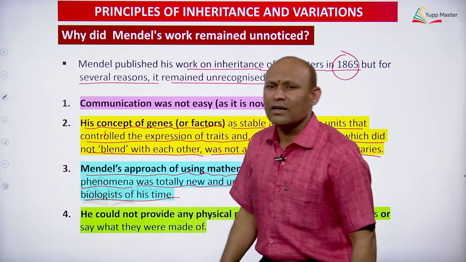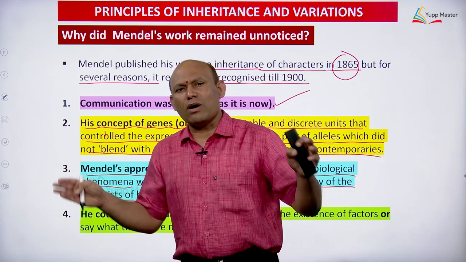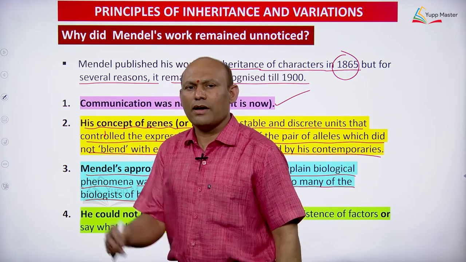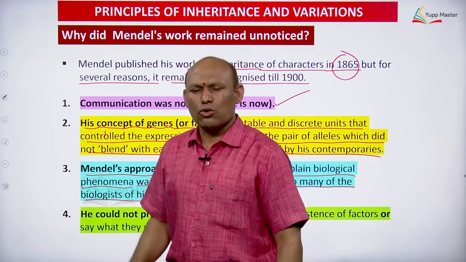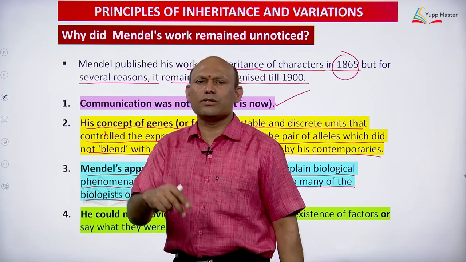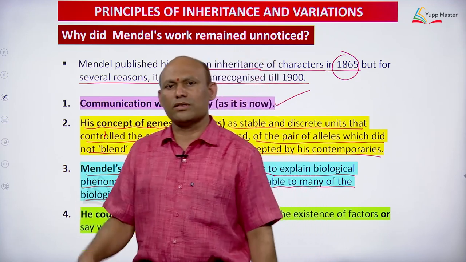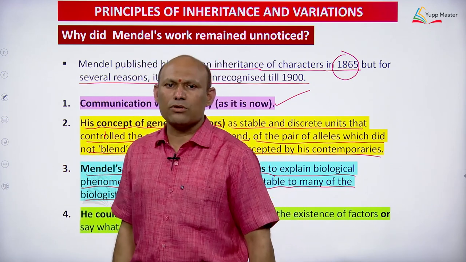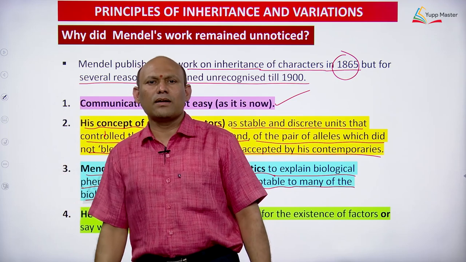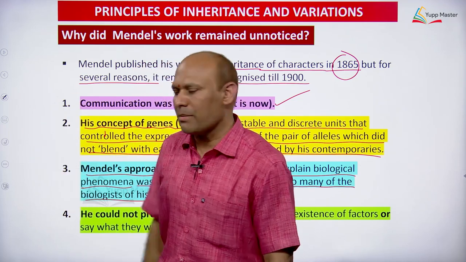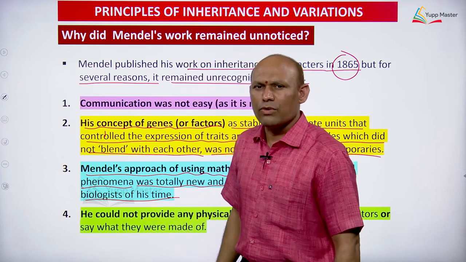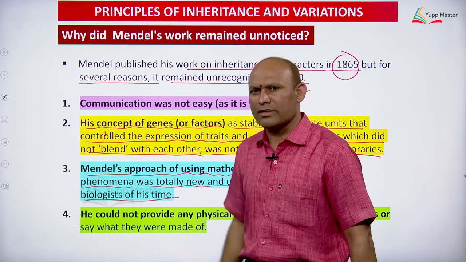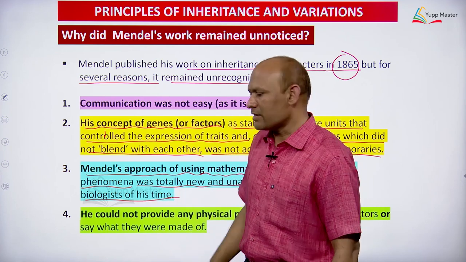This is one more reason. As Mendel used mathematical principles to explain his biological phenomena, scientists started thinking, why is Mendel using mathematics in biology? These two subjects are completely separate, so there should not be any place for mathematics in biology. That kind of thinking was there among scientists during that time, dear students. That is the reason scientists did not pay attention to Mendel's experiments and Mendel's findings.